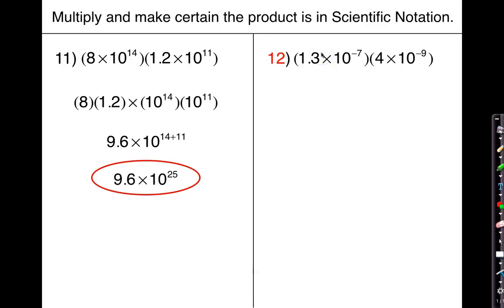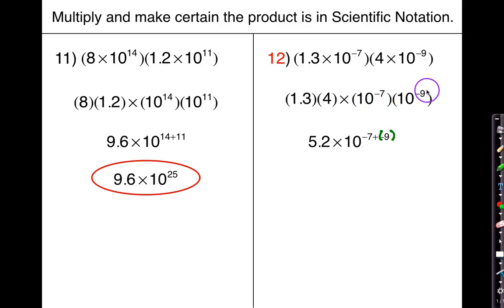Okay, then number 12, hopefully you went through that one as well. First collecting the coefficients, 1 and 3 tenths times 4, and then collecting the base 10s together, 10 to negative 7, 10 to negative 9th. Multiplying the coefficients together, you should have gotten 5 and 2 tenths. And here, combining the exponents together, put parentheses here. Since we're multiplying, you can go ahead and add the exponents once more, leaving you with a final answer of 5 and 2 tenths times 10 to the negative 16th. And once again, with scientific notation, it is perfectly okay with having negative exponents. In fact, you're supposed to leave it as a negative.